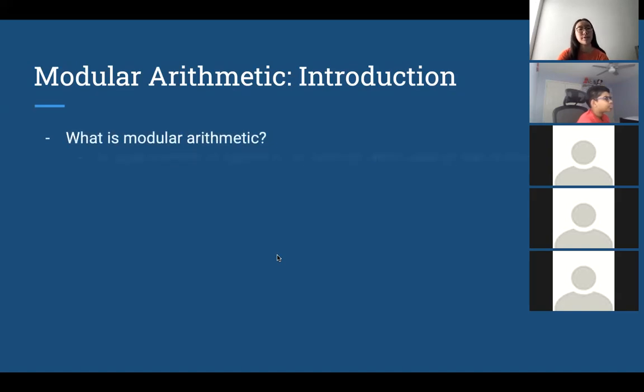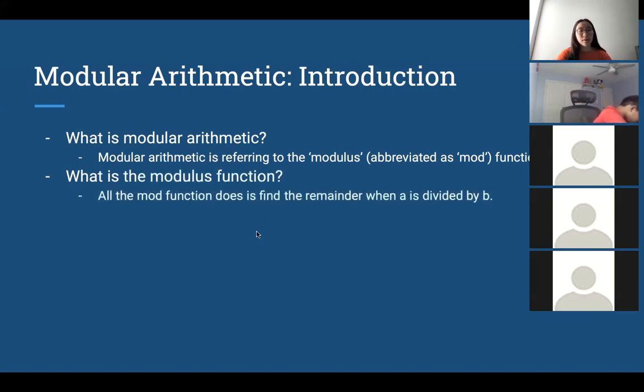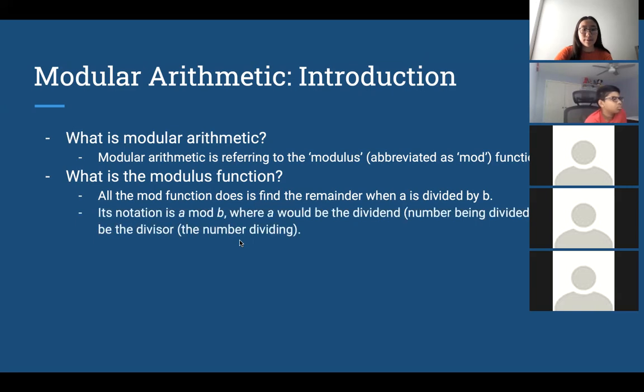So what is modular arithmetic? It's referring to a special function called the modulus function, which is abbreviated as mod. And so what exactly does that do? The mod function just finds the remainder when a is divided by b. So it's written out as a mod b, where a is the number being divided and b is the divisor. So for a mod b, what you would do is do a divided by b and then find the remainder of that. And that's your answer for a mod b, if that makes sense.